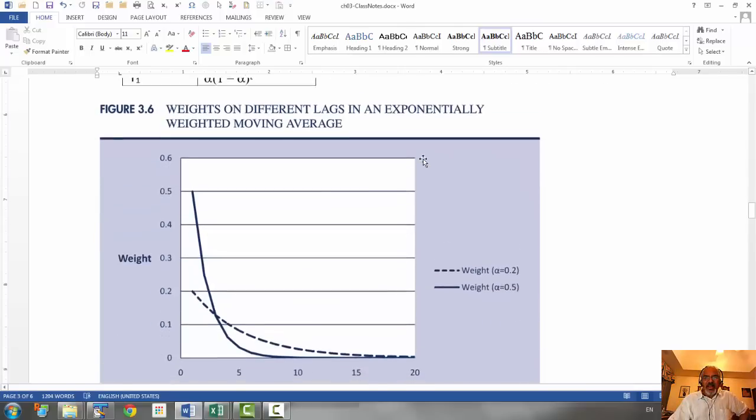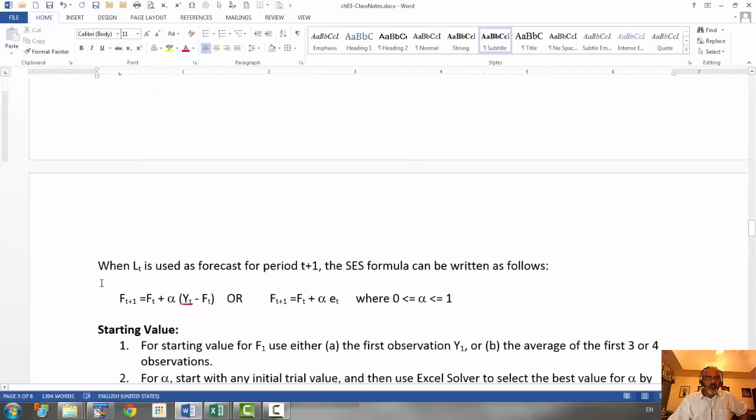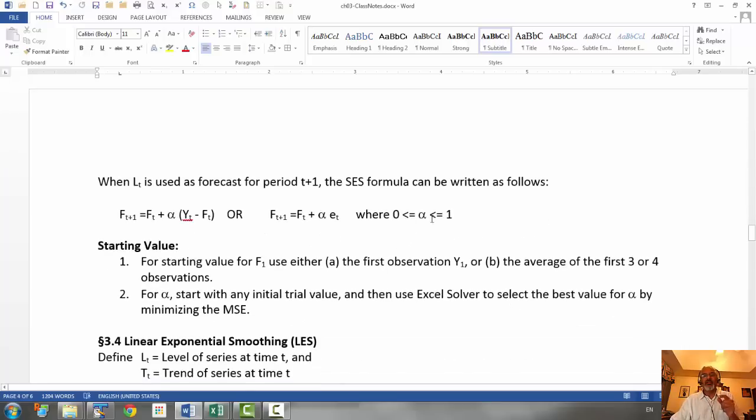If you take that formula and apply it, when we use L sub t as the forecast for the next time period t plus 1, then the forecast for t plus 1 will turn out to be F sub t plus alpha times the error in the period that just ended. So you take what the forecast was for time period t, and to that you add alpha times the error, alpha being a value between 0 and 1, so a portion of the error. The alpha value must always be between 0 and 1, and this is called the smoothing constant.